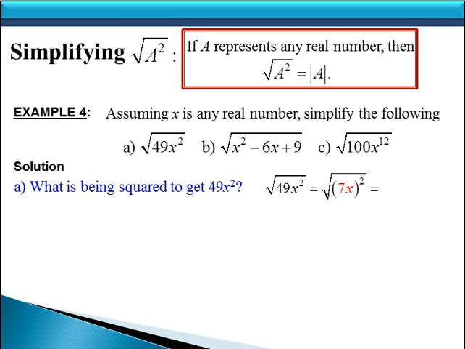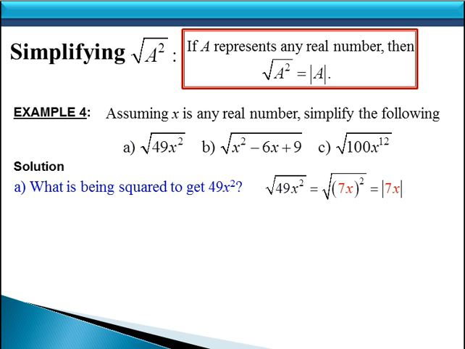So then what is our answer? Well, it's going to be the absolute value of our a. Since a is 7x in this case, the answer is the absolute value of 7x. Now you might be wondering, why do we need the absolute value signs? Well, remember that when you take the square root of a number, that's asking for the positive number that can be squared to get the radicand.